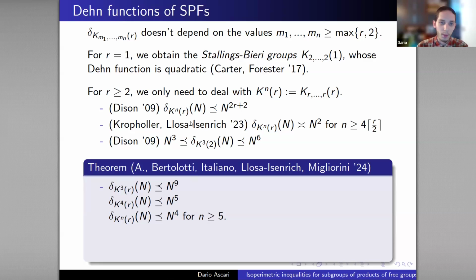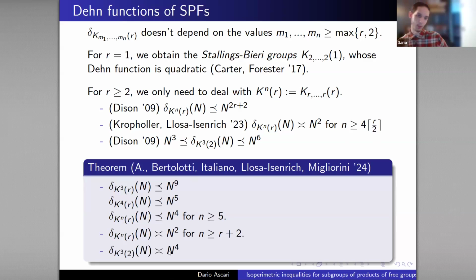And for this result of Llosa Isenrich and Kropholler, we improve the inequality. They had already conjectured that it should hold for n bigger or equal than r plus 2, and now we are actually proving it. And finally, for the specific group K32, we have an exact computation. We proved that K32 has Dehn function n to the 4.